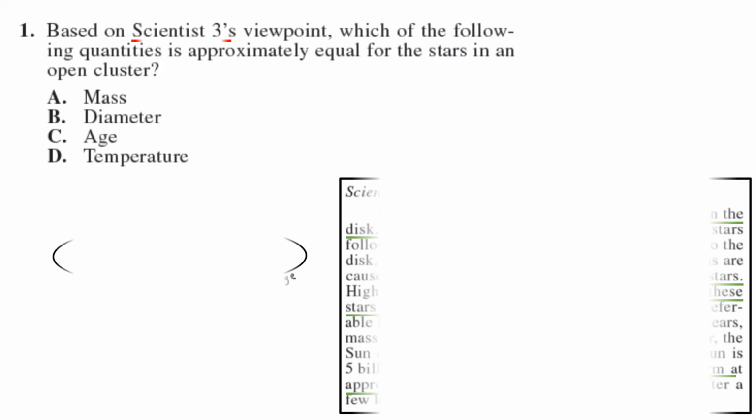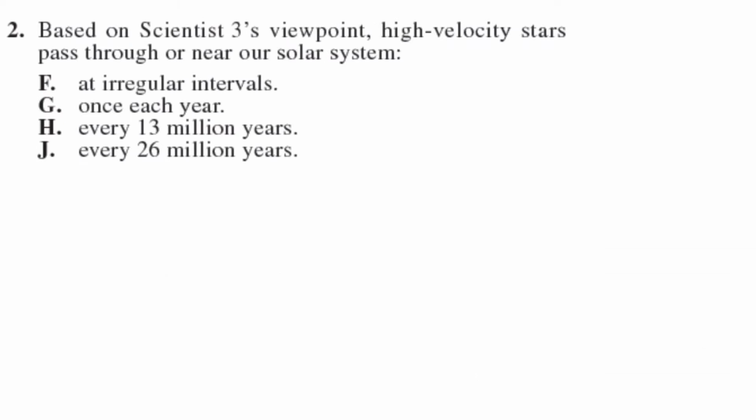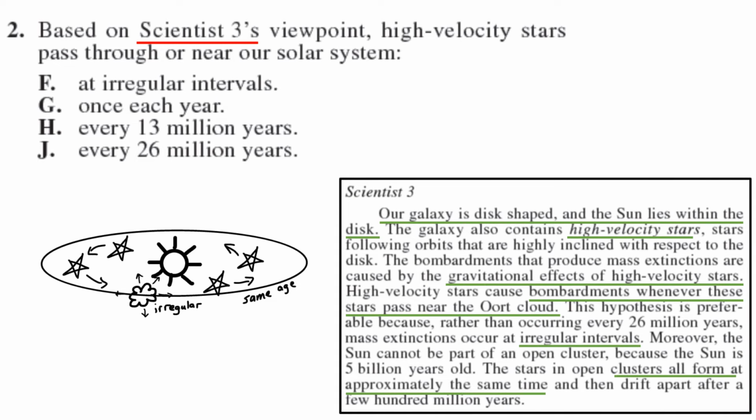Question number 1. Based on scientist 3's viewpoint, which of the following quantities is approximately equal for the stars in the cluster? We know they're all the same age, so it has to be choice C. It says it, and we wrote it, so C. Number 2, based on scientist 3's viewpoint, high velocity stars pass through or near our solar system. This one's at irregular intervals, so irregular, so choice F.